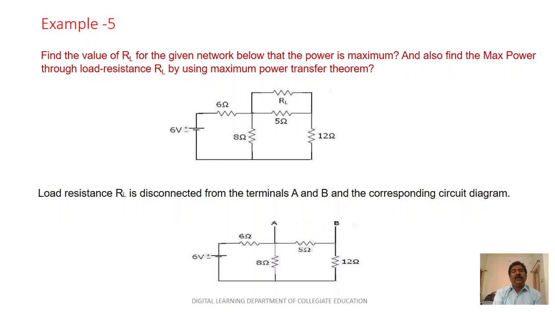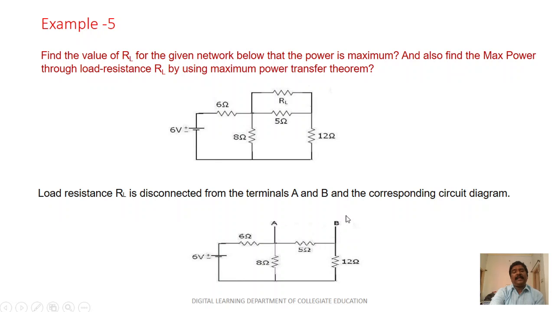So looking at the circuit, we have one voltage source of 6 volts and different resistors: 6 ohms, 8 ohms, 5 ohms and 12 ohms. The load is not given, so I should calculate it. The first step is that the load RL is disconnected from the terminals C and B. The corresponding diagram we can draw here.